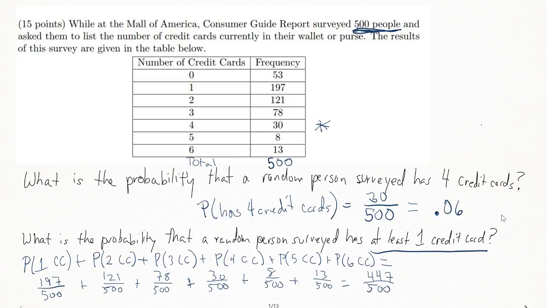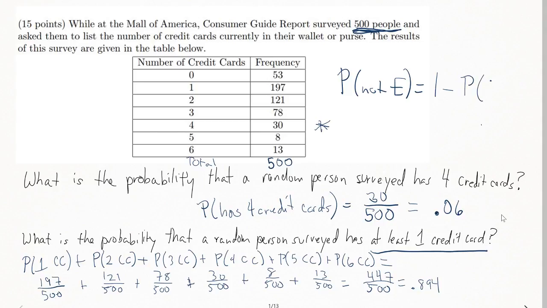So now, this was one method for getting the final answer. Oh, and by the way, you can take 447 and divide by 500, and you should get 0.894, right? This was quite tedious, and for an easier method, there's a nice little rule of probability. The probability that this event not E occurs equals 1 minus the probability of E.